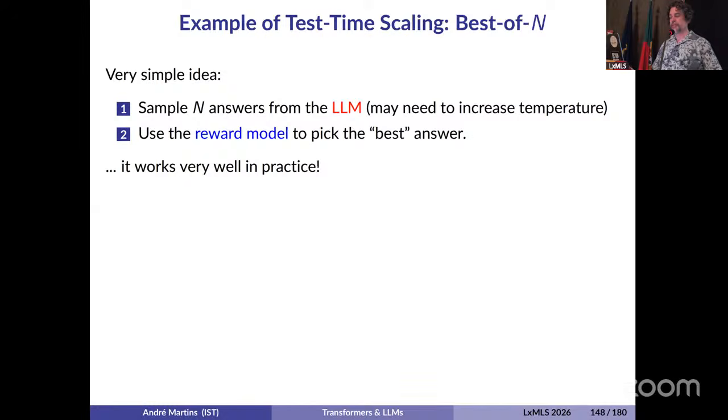So yeah, this is the very simple idea, right? You sample n answers from the LLM. You might need to increase the temperature in doing that because you want these answers to be diverse. If temperature is too small, if it's near 0, you're always going to get the same answer. So getting n times the same answer is not going to be helpful. But if you increase temperature a little bit, they're still going to be good quality and diverse. And then you can use the reward model to pick the best according to the reward that has been estimated.